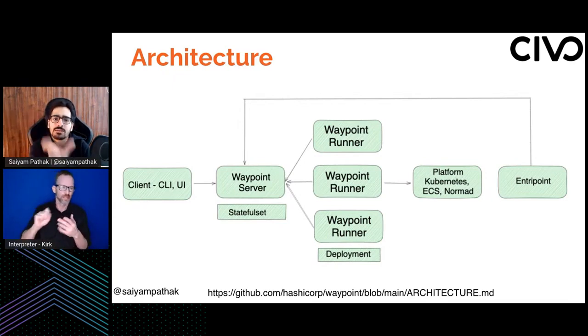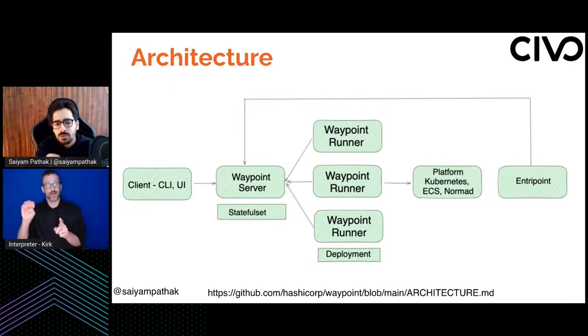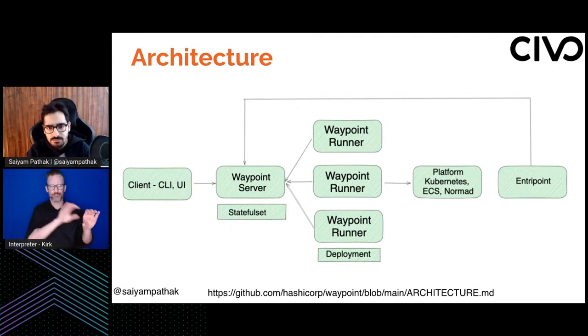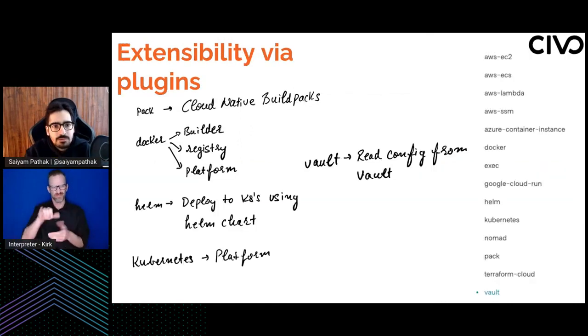An entry point is something which gets injected to the Waypoint, injected to your build, and it helps you for your logs and stuff like that. So that's how the architecture looks like. A Waypoint server is a stateful set. We'll see that. Waypoint runner is a deployment, which is the pod which is there. So that's pretty much it.